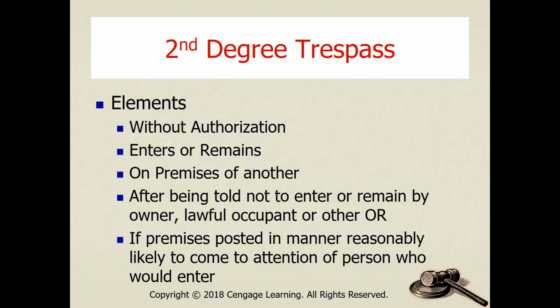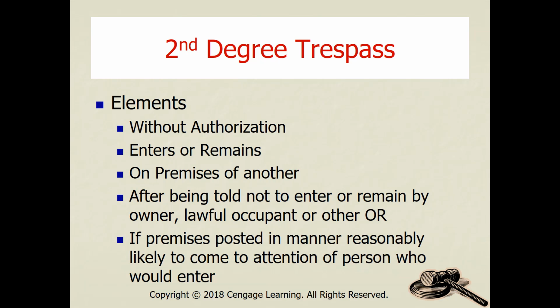Now, second-degree trespass: without authorization, you enter or remain on the premises of another after being told not to enter or remain by the owner, or if the premises are posted in a manner reasonably likely to come to the attention of a person who would enter. So let's talk about these 2 instances.